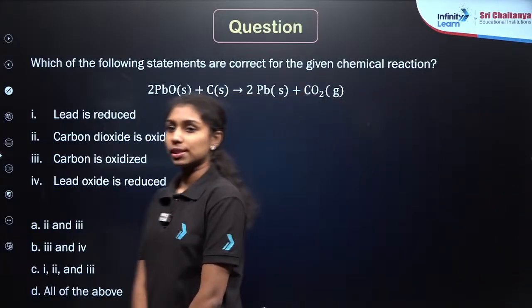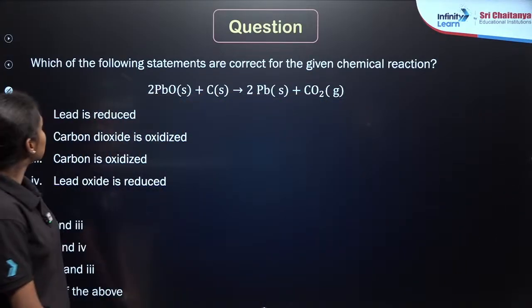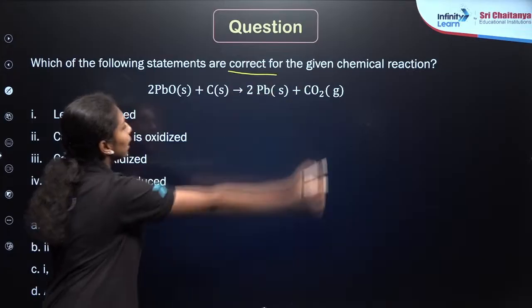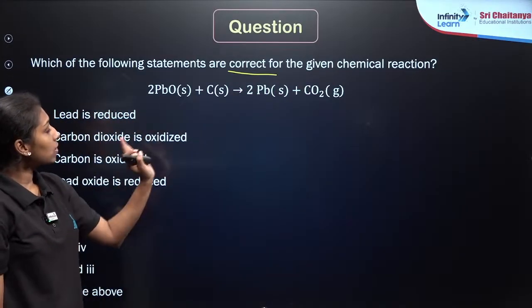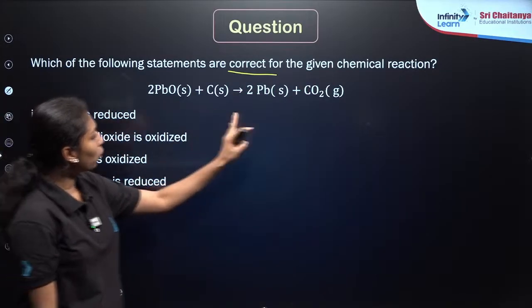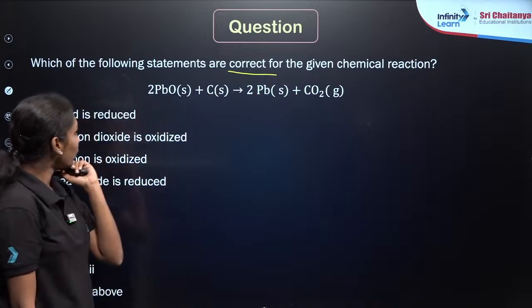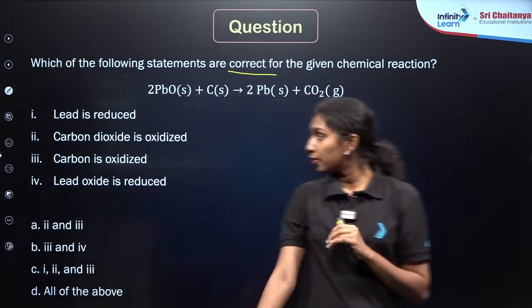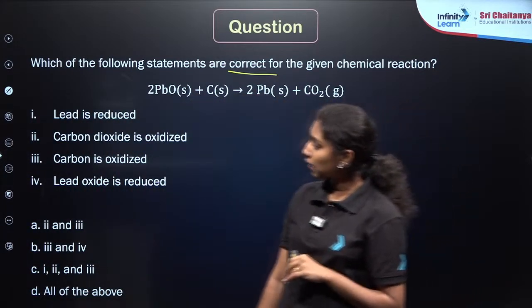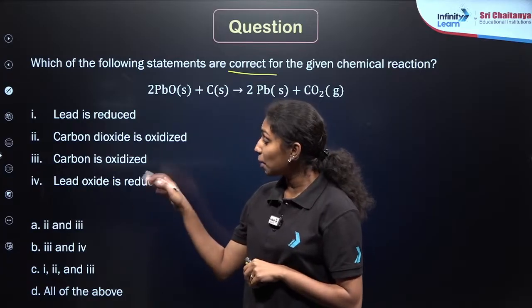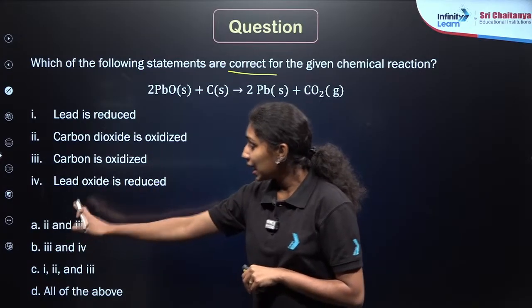Okay, what about the next question? Which of the following statements are correct according to the given chemical reaction? Lead oxide is reacting with carbon to form lead plus carbon dioxide. 4 different options are given here. First one, lead is reduced. Second one, carbon dioxide is oxidized. Third one, carbon is oxidized. Last one, lead oxide is reduced.